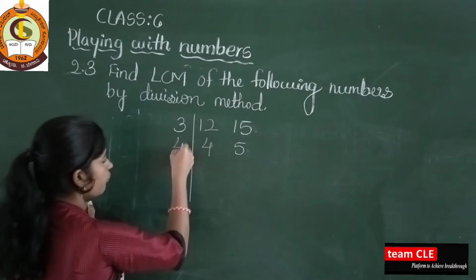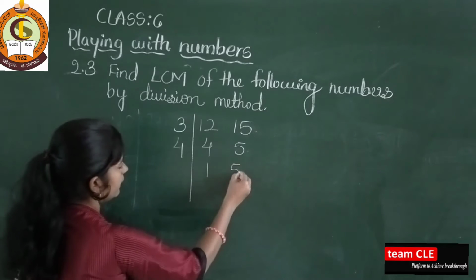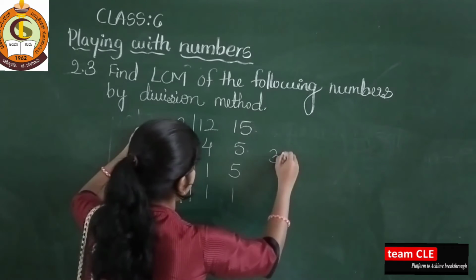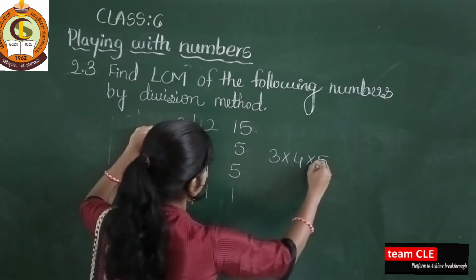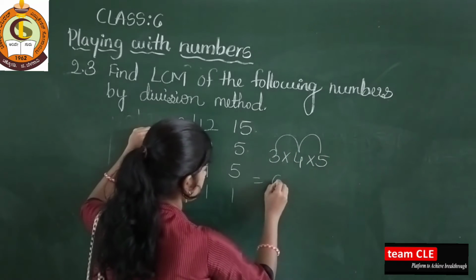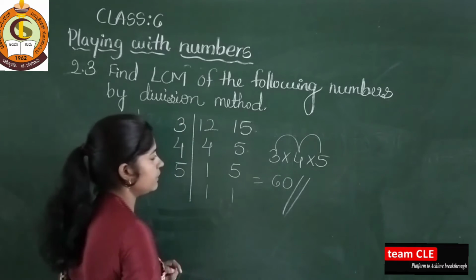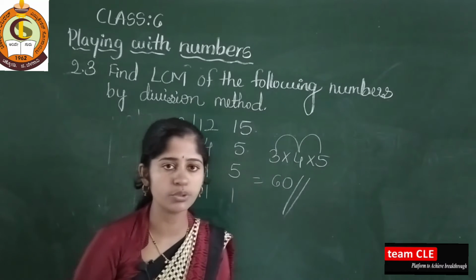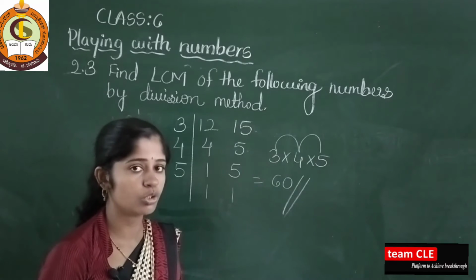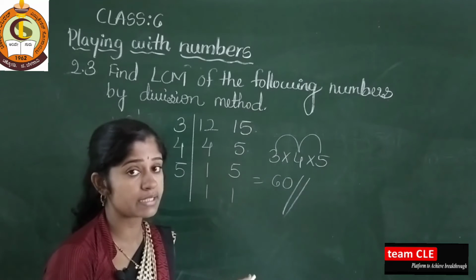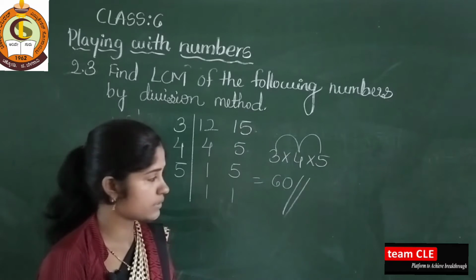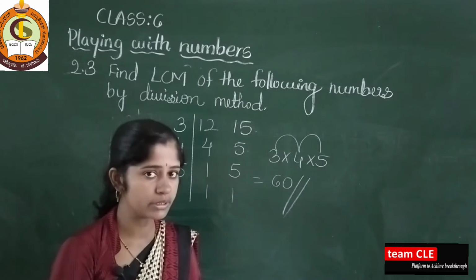Next you take 4 as usual, 4 1s are 4, and here 5. Again you take 5, 1 and 1. So multiply 3 into 4 into 5. 3 4s are 12 and 12 5s are 60. So the LCM of 12 and 15 is 60. While solving, you take easy examples first, next you go to difficult examples. And one more thing: first solve the examples which I have solved here, next you do the homework examples, and solve each example 2 to 3 times.